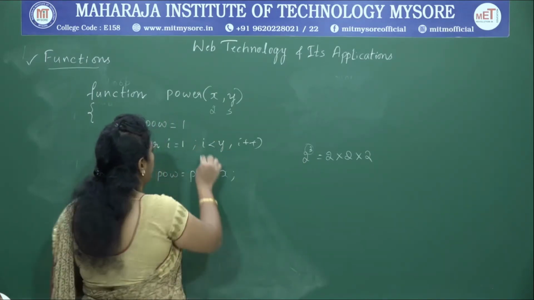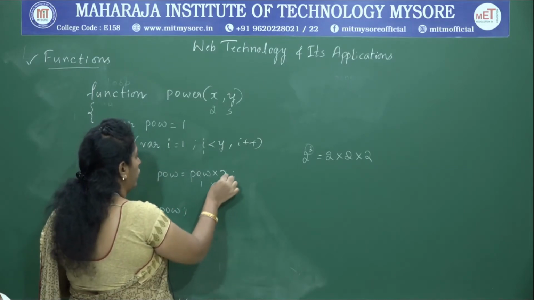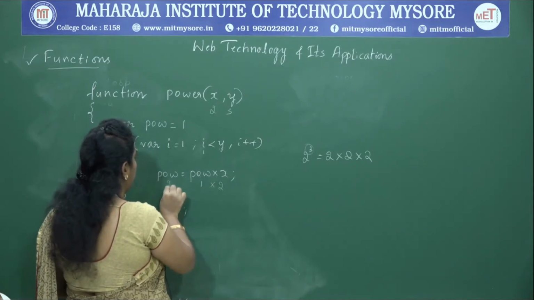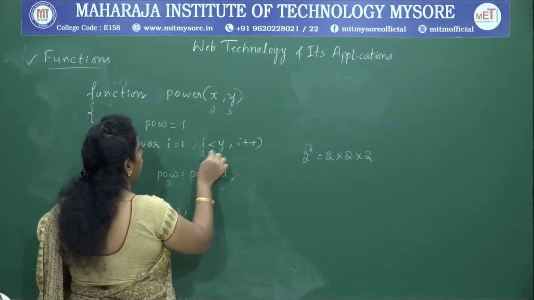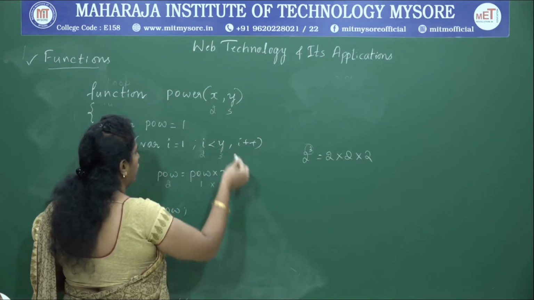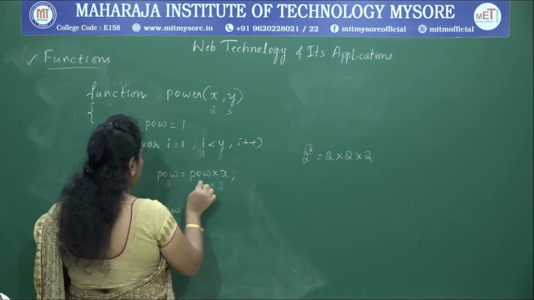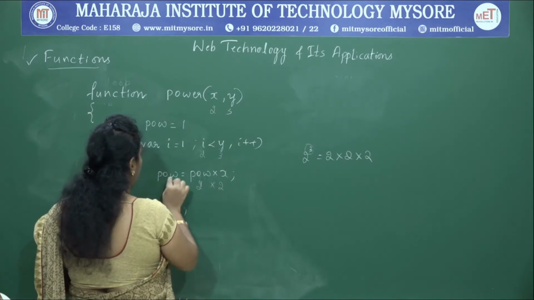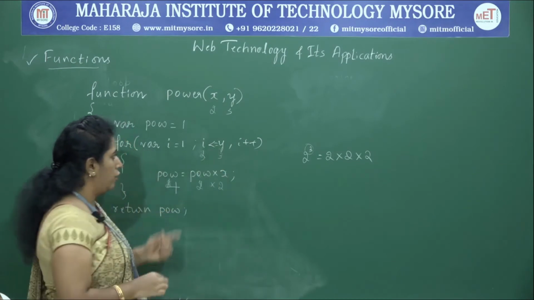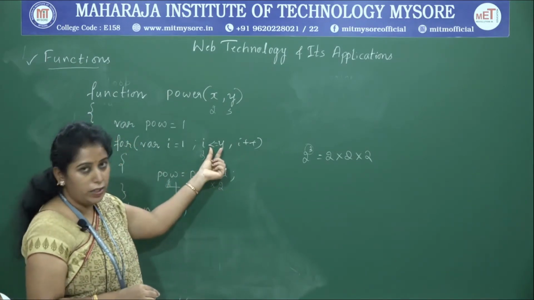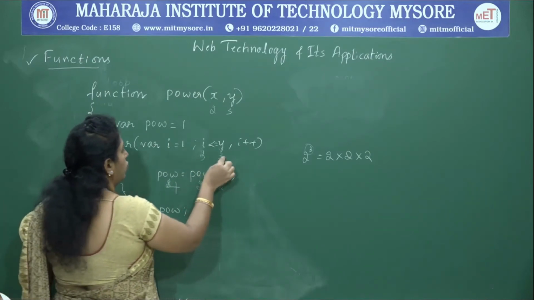So this condition becomes true. It enters into the loop. So 1 into what is x? 2. So power is now 2. After that i is incremented to 2. 2 is less than 3, true. So now what happens? Power is 2, right? So 2 into 2 I will get 4. Now i is 3. What do I have to do? I have to check less than or equal, then only it finds 2 power 3. So 3 equal to 3, true.